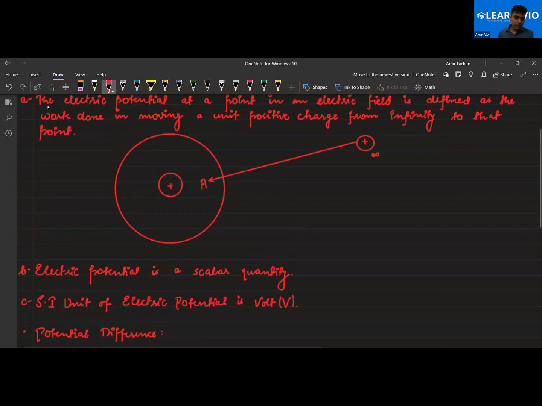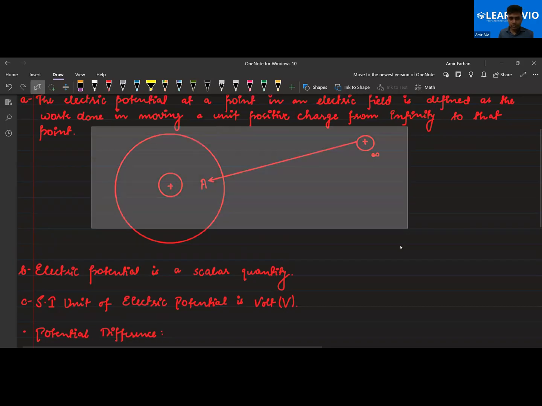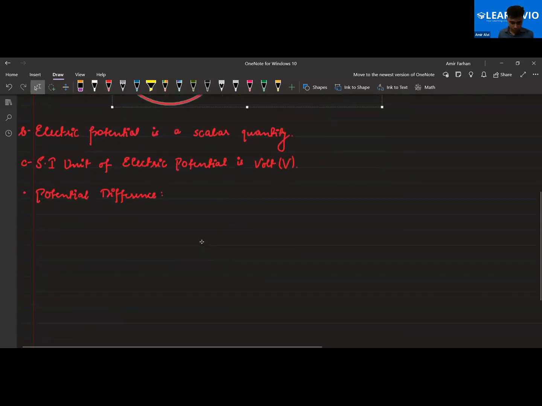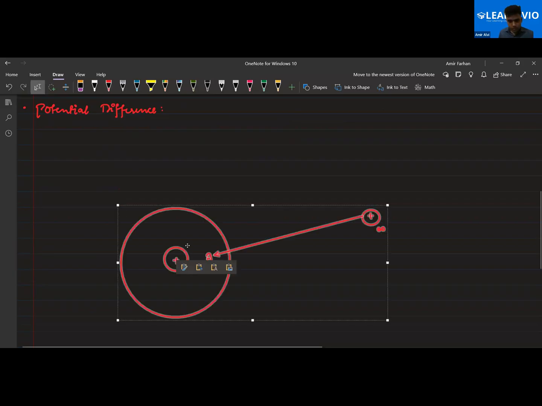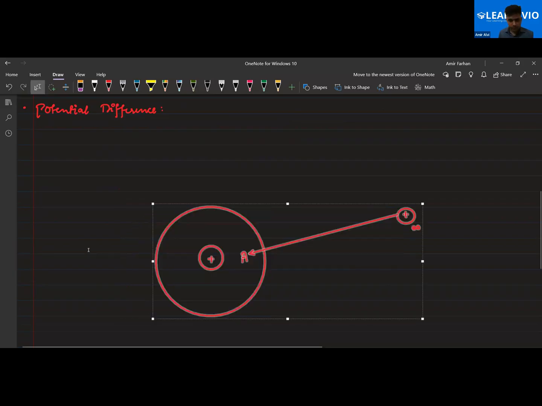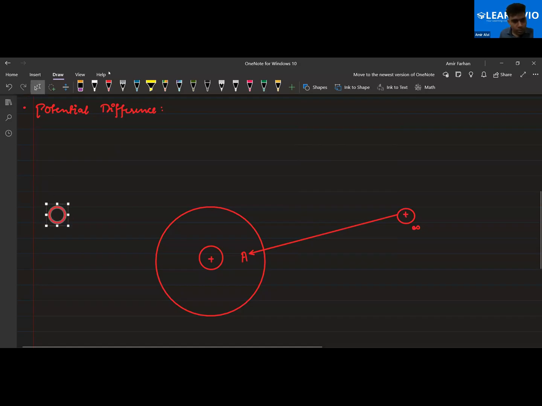Potential difference. Now let's understand this with the help of this diagram. Suppose that this is a diagram. Okay, suppose that this is one charge. Suppose I'm taking one more positive charge from infinity to a certain point B in that region. Am I clear?